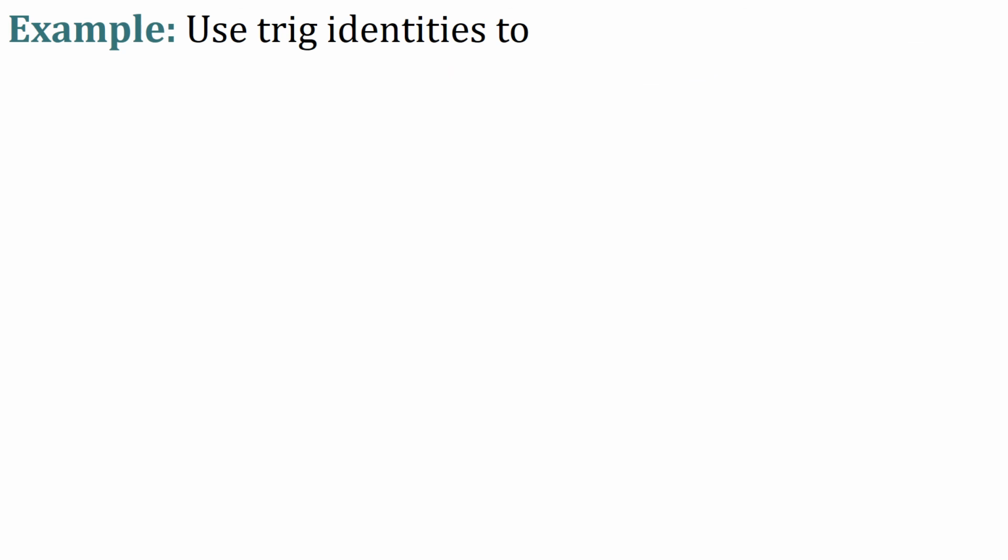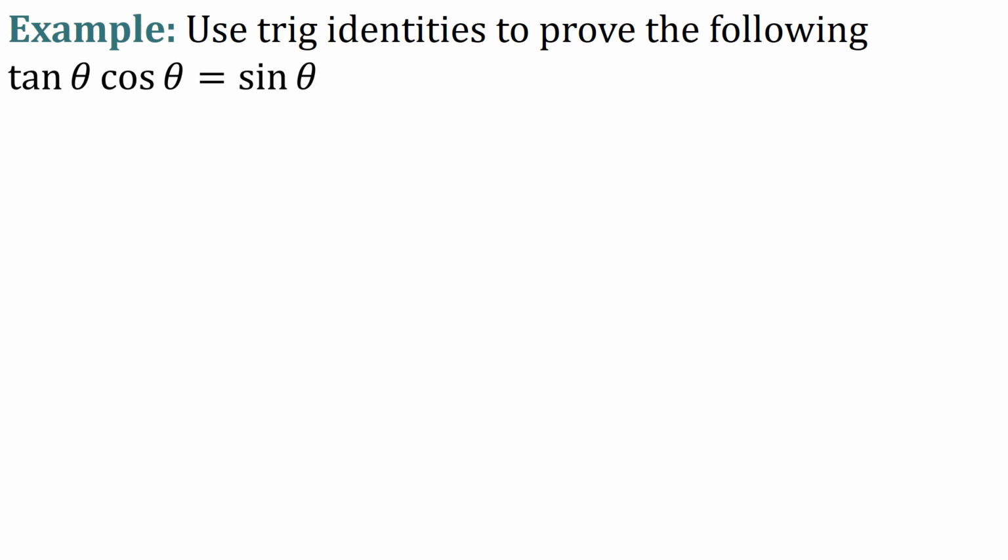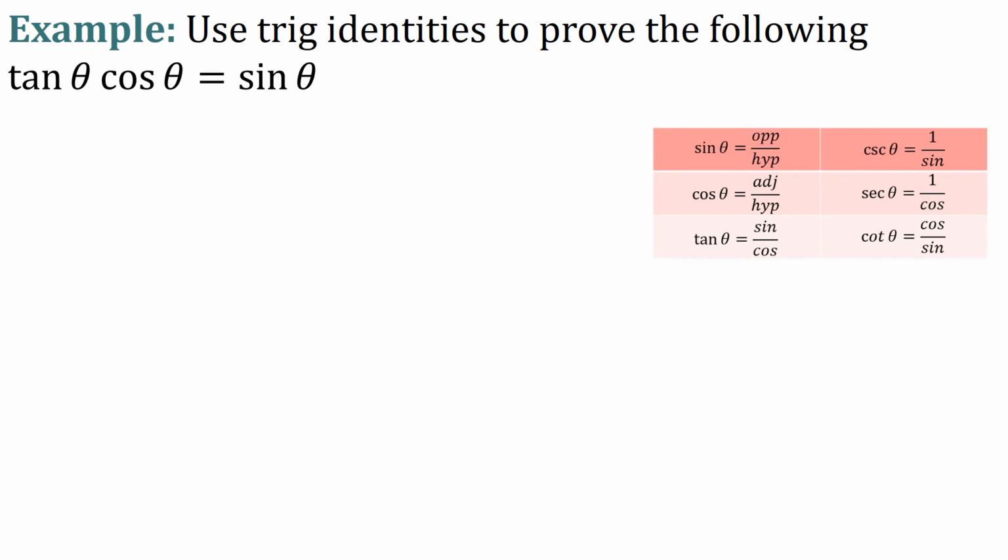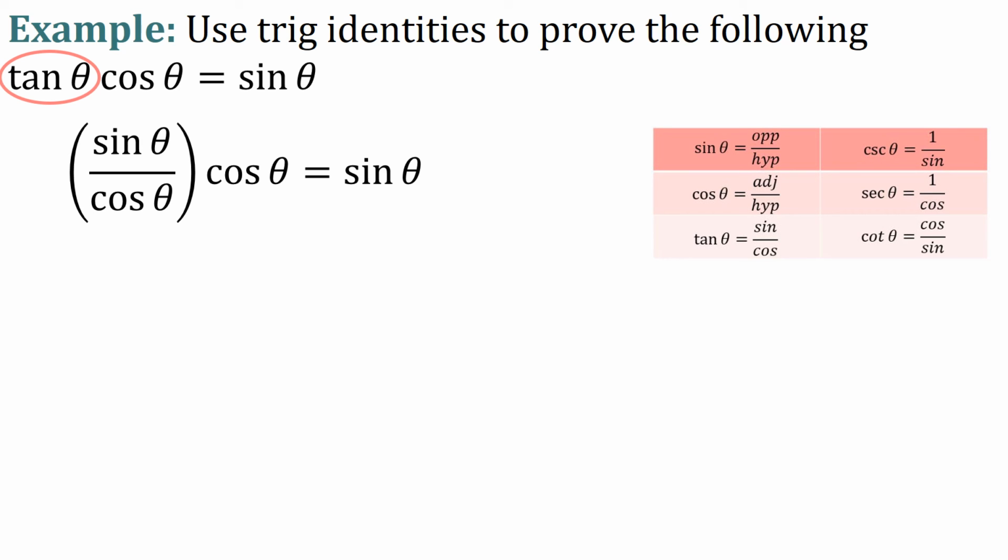Let's look at this problem right here. Tangent theta cosine theta equals sine theta. We're going to use our trig identities to prove that that is true. So the best way to do this is to get everything written in terms of sine and cosine. The only thing that I see in this problem that is not written as cosine or sine is our tangent. But what do we know about tangent? We know that tangent is sine over cosine. So I'll replace tangent with sine over cosine.